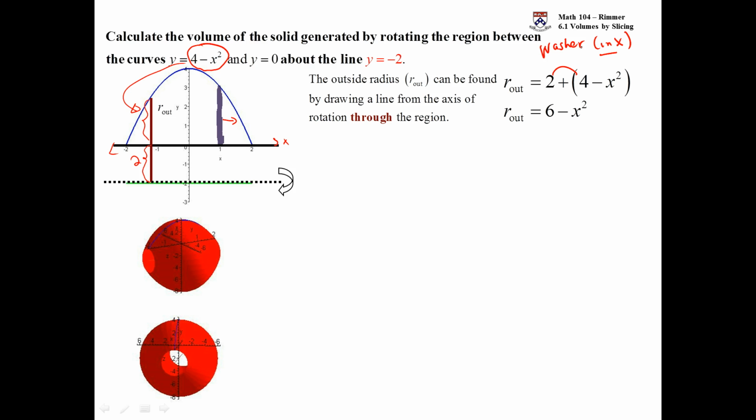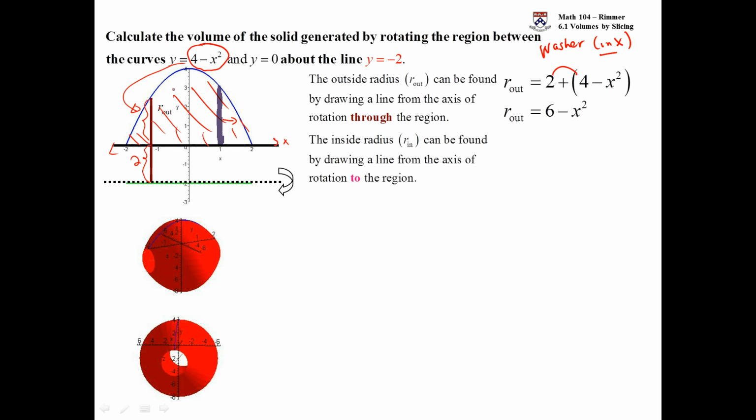That's the outside radius. The inside radius is found by drawing a line from the axis of rotation that comes just up to the region. It's not shaded, but our region is this region that I just drew these dashed red lines in. So we're going up to the region. What we need to recognize is that it is a solid distance. That distance doesn't change. It's a constant. As we move from left to right, that distance will always be 2. So that is your inner radius.